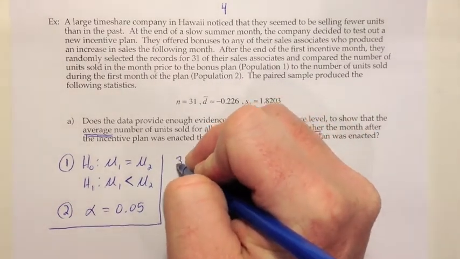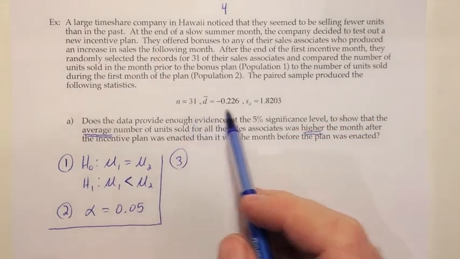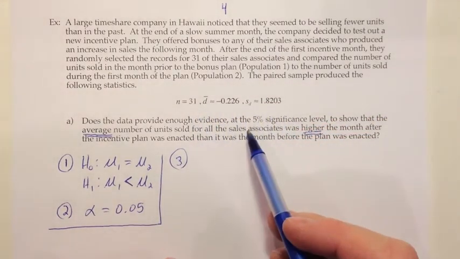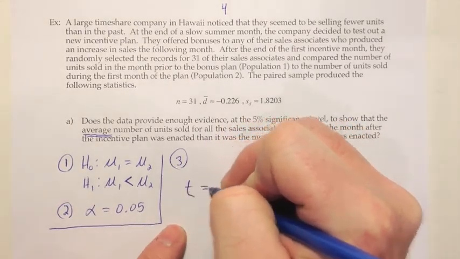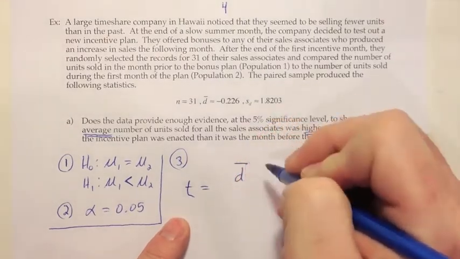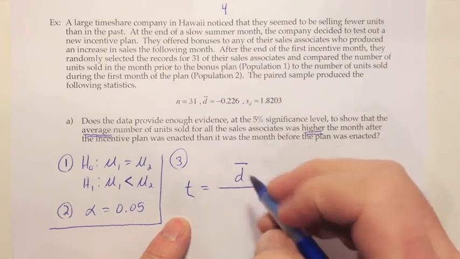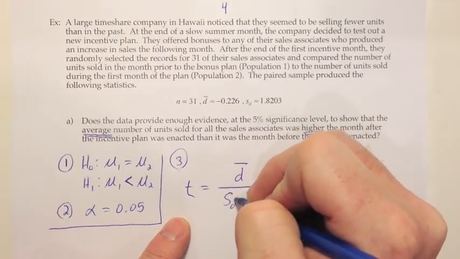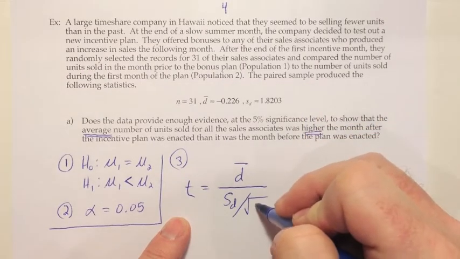And then in step three, we're supposed to go out and gather and weigh the evidence. They've already done the gathering and even done a lot of the computations for us, but we still need to compute the test statistic. For this type of test, we're going to use a t-score. The numerator is the average difference in our sample, and we divide that by the standard deviation of the differences divided by the square root of n.